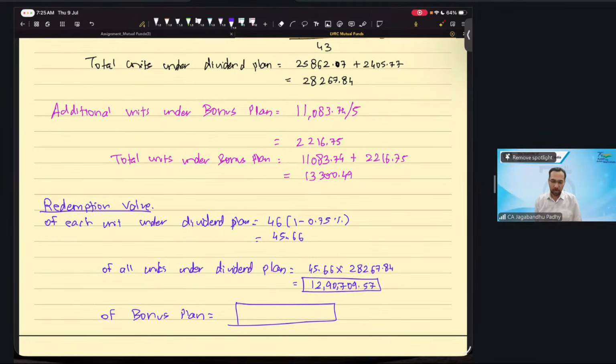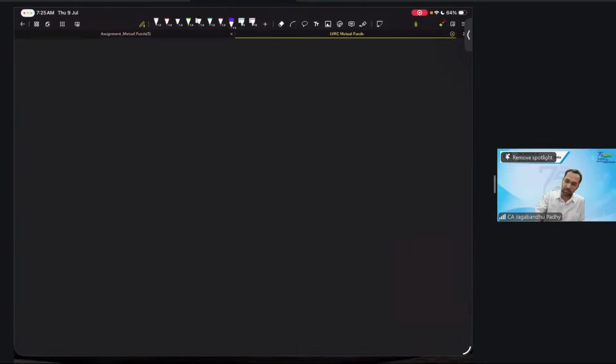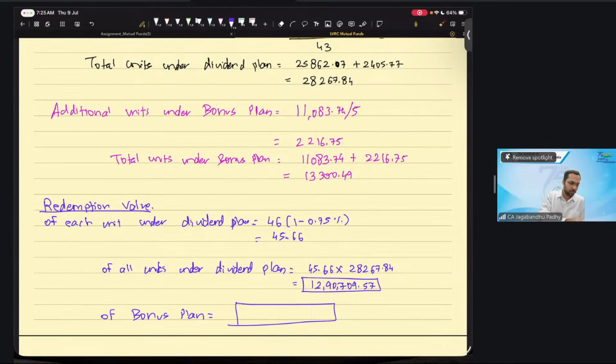What is the bonus plan redemption value? Just calculate and give it to me. Because the closing value is 48. The first 48 minus 0.75%, this multiplied by 13,300.49.